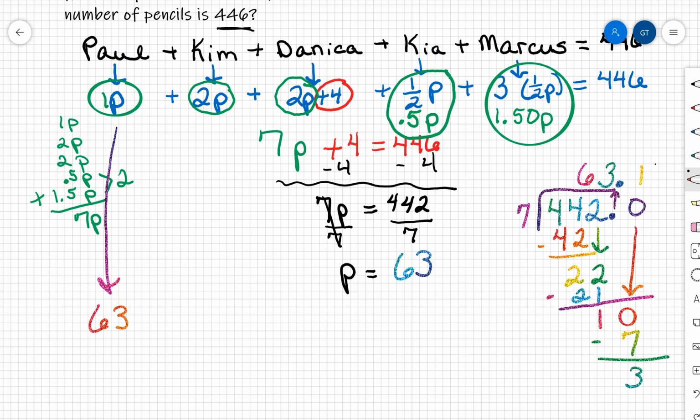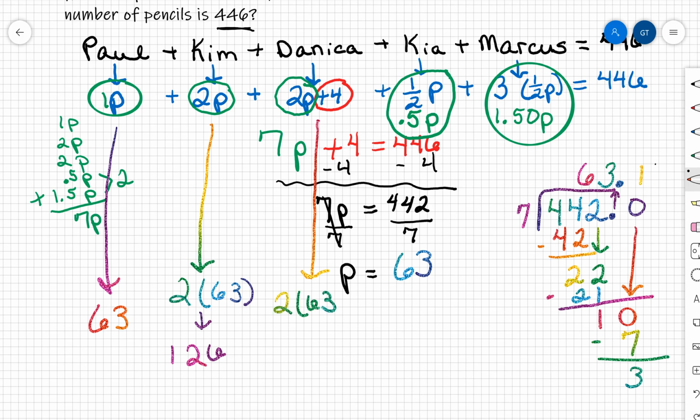Kim has 2 times P. So 2 times P, and P is 63. 2 times 3 is 6. 2 times 6 is 12, 126. All right. Danica has 2P plus 4. So we have 2 times 63 plus 4. Oh, forgot my parentheses. 2 times 63 is 126. Plus 4 is 130.